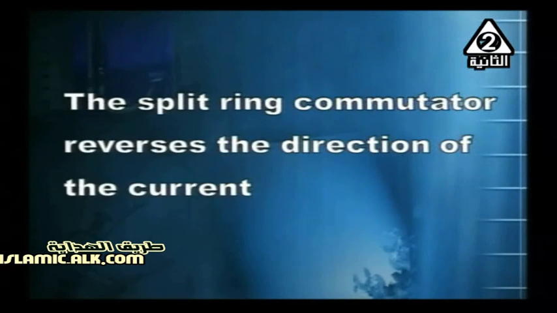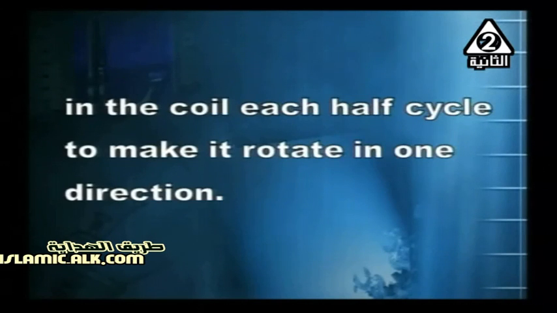What is the function of this commutator in the motor? Actually, it reverses the direction of the current in the coil each half cycle to make the coil rotate in one direction. It reverses the direction of the current twice a cycle. In this way, the coil can rotate in one direction.